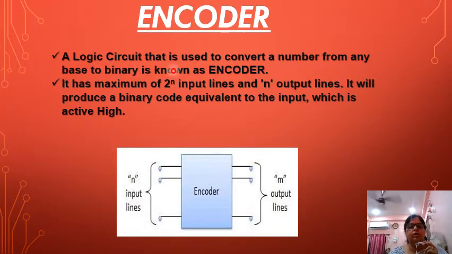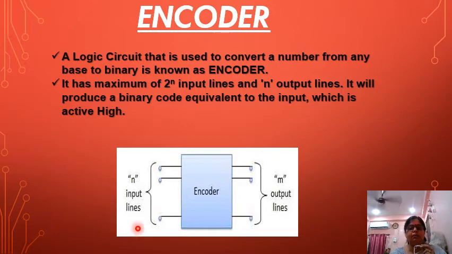See, what is an encoder? First, we must know the definition of the encoder. A logic circuit that is used to convert a number from any base to binary is known as an encoder. In an encoder, any base number is converted into a binary number. It has a maximum of 2 to the power n input lines and n output lines. It will produce the binary code equivalent to the input which is active, very high.